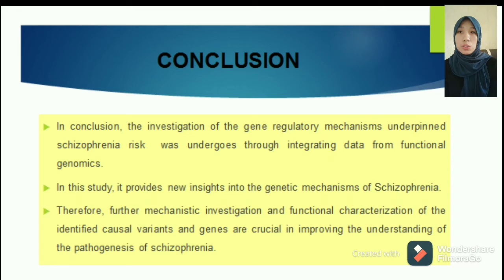For the conclusion, it can be concluded that the investigation of the gene regulatory mechanism that underpins schizophrenia risk was undertaken through integrating data from functional genomics. This study provides new insight into the genetic mechanism of schizophrenia. Therefore, further mechanistic investigation and functional characterization of the identified causal variants and genes are crucial in improving the understanding of the pathogenesis of schizophrenia.